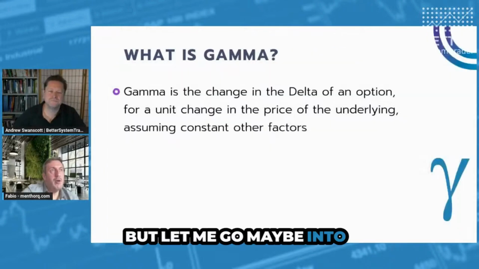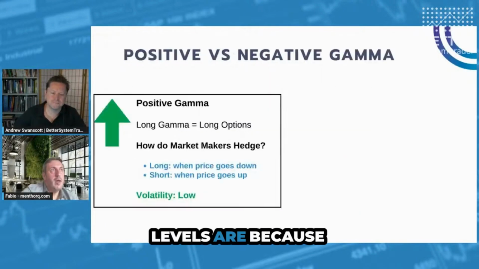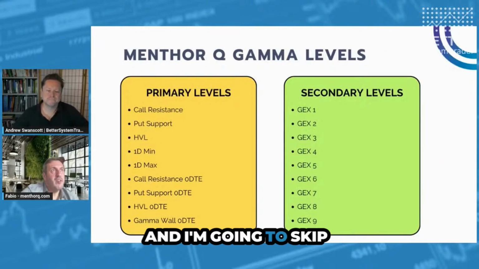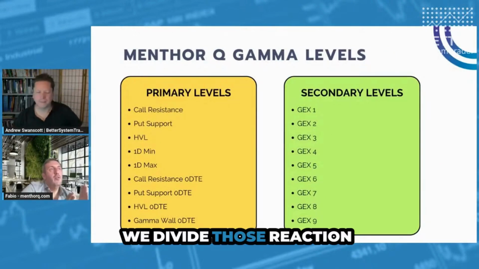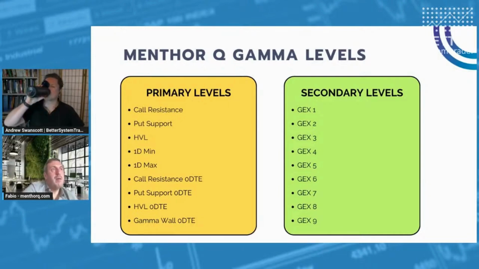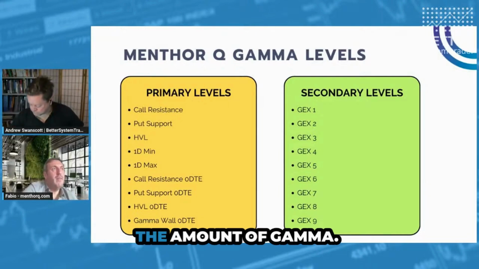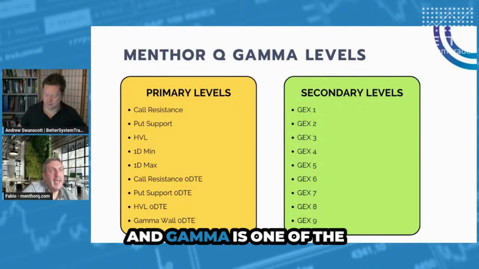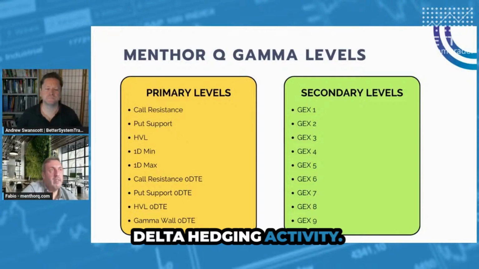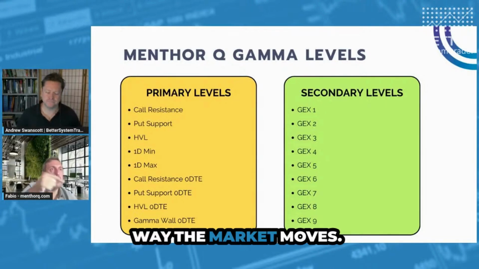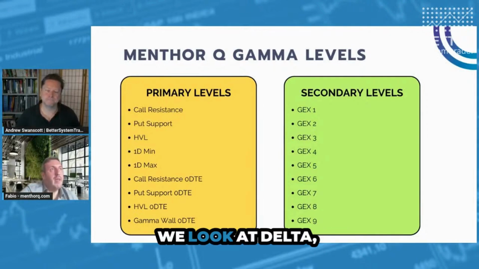But let me go into details about what these levels are, and I'm going to skip this part. Essentially, we divide those reaction zones into primary levels and secondary levels, and we look at the amount of gamma. Gamma is one of the options Greeks that is important because it affects the market makers' delta hedging activity. So the change in gamma can really affect the way the market moves. We look at gamma and delta, and essentially we come up with these levels.